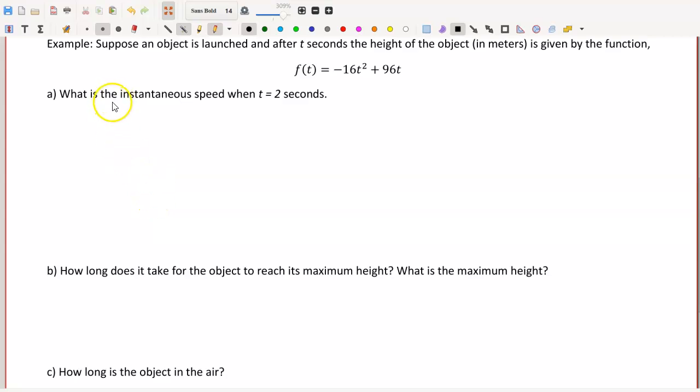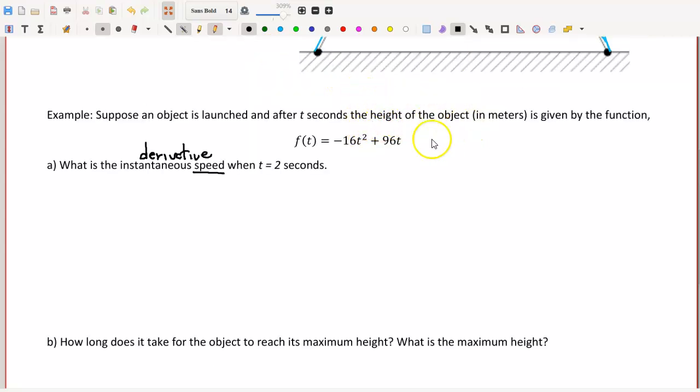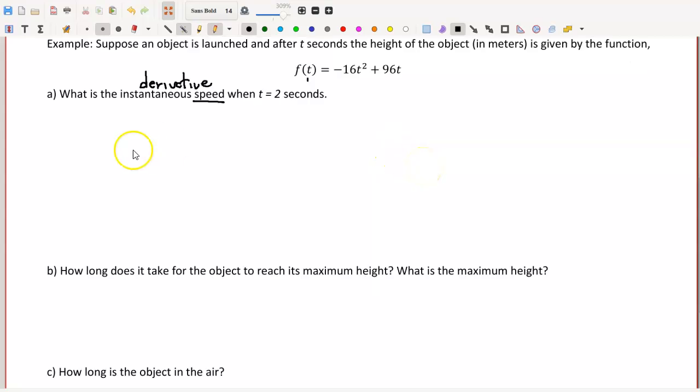Okay. So we want to find the instantaneous speed. So if you see the question says speed, you know it's going to be talking about the derivative. All right. Anything with speed, we've got to find the derivative. This will tell us the height of an object. If you give a time, like after 2 seconds, you plug in 2, it tells you how high it is off the ground. But for speed, we need its derivative, right? We need to know something different.